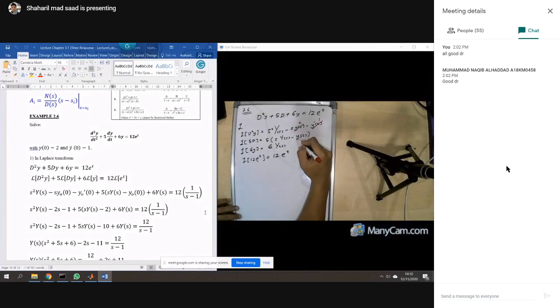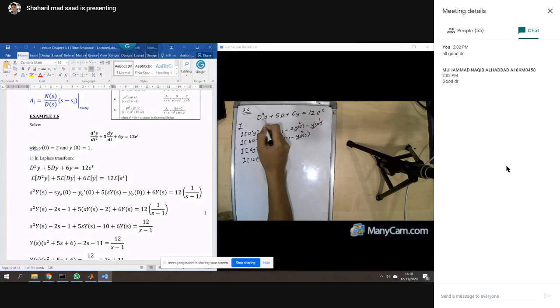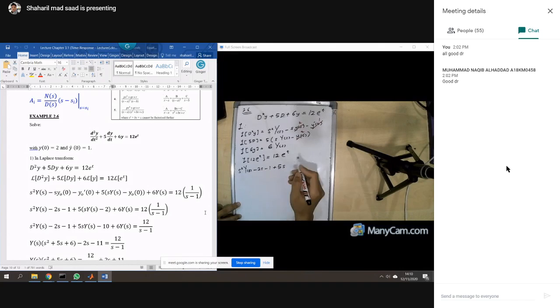Y(0) equal to 2. Okay, then you need to combine it back. So you get s squared Y(s) minus 2s minus 1, plus 5 times s Y(s) minus 2, plus 6 Y(s).